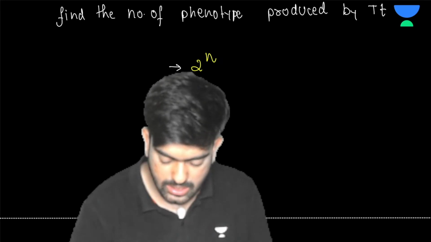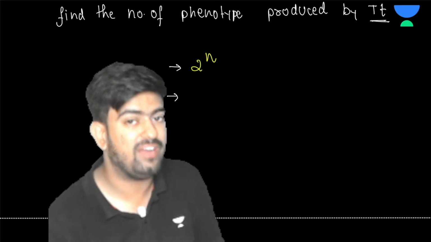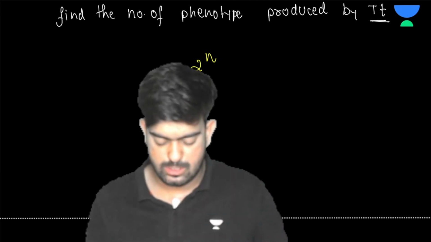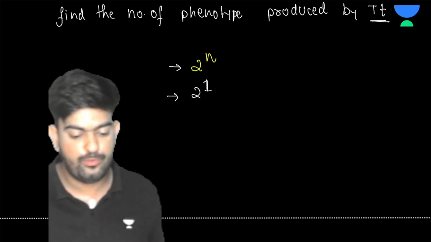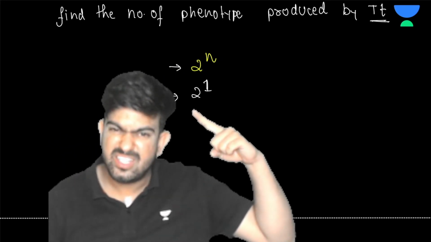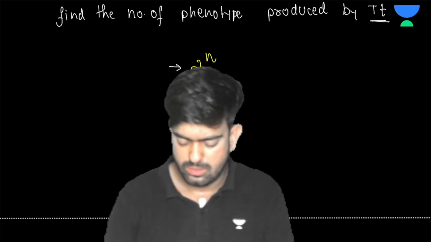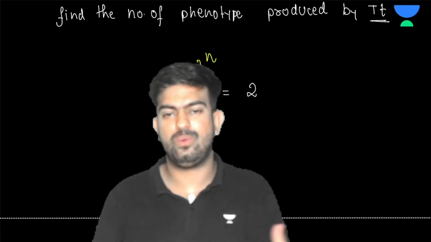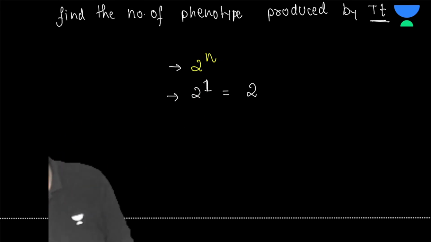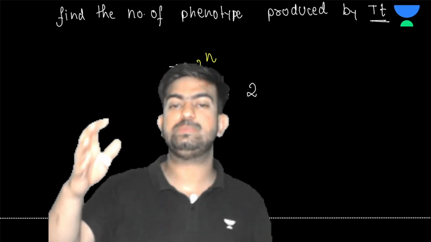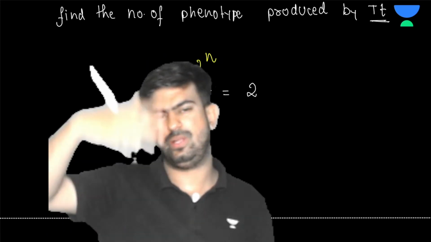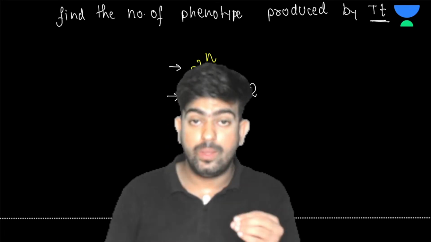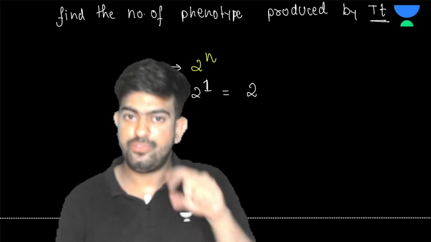Now how many heterozygous pairs do we have? We have one heterozygous pair. So 2 to the power 1 is equal to 2. So how many types of phenotypes will be produced? 2 types. Obviously, one is tall, the other one is short, which proves that this formula works.